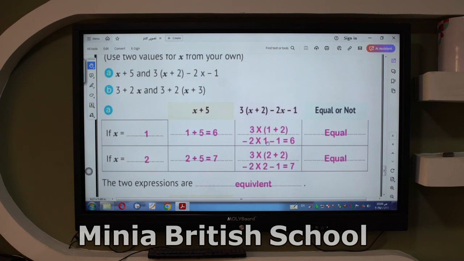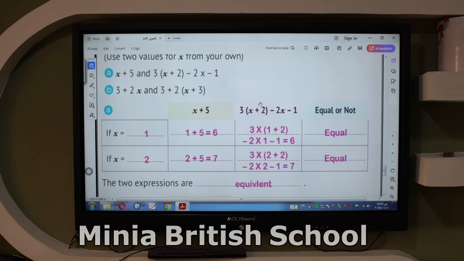Then 2 times 1, minus 1. Here step by step, I will answer the bracket first. 1 plus 2 equals 3. Yes, then we will answer times. 3 times 3 equals 9. 9 minus 2 times 1 equals 2. Then 9 minus 2 equals 7. 7 minus 1 equals 6.